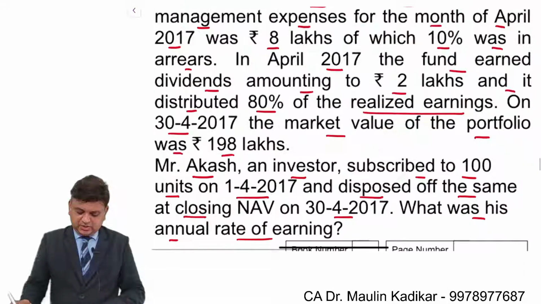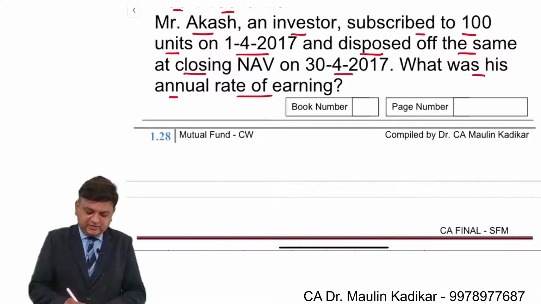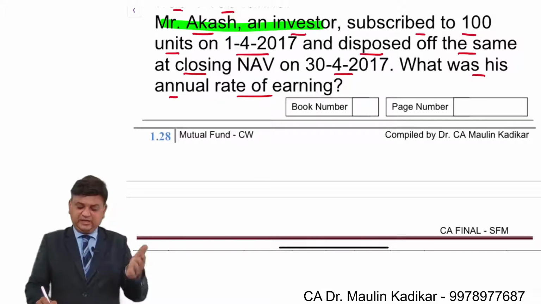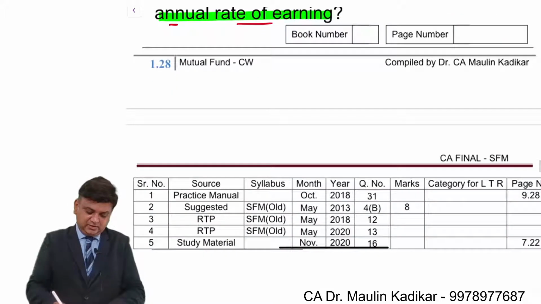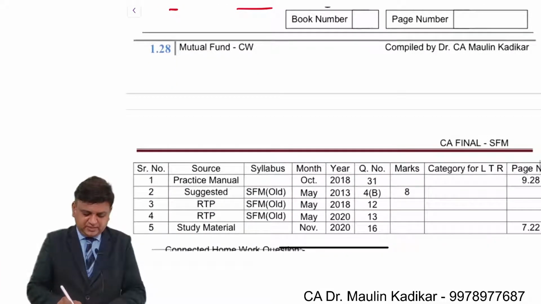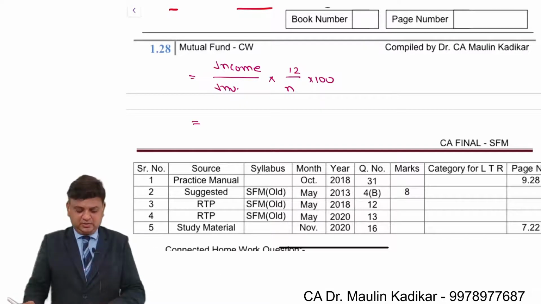So, dear students, over here the question says that you are required to make the computation for an investor who made investment in a certain number of units at the beginning of the month and disposed of the investment at the closing NAV at the end of the month. You are required to compute his annual rate of earning. For that, the formula is very simple. It is income divided by investment into 12 divided by n into 100. This is the way the return can be calculated.